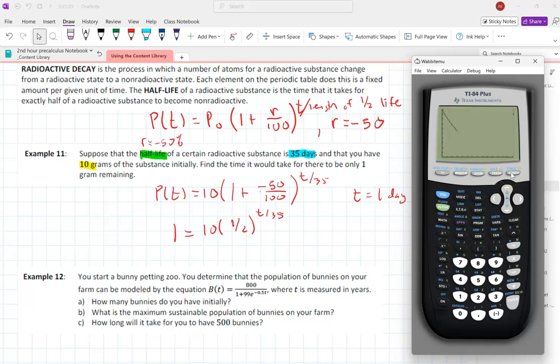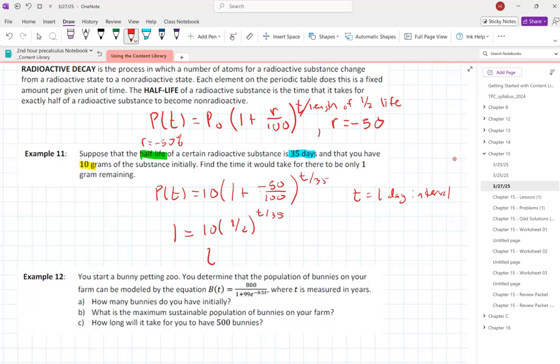So let's hit graph. Here's my decay function. There's y equals 1. I can see the intersection right there. Second trace, intersect command, enter, enter, enter. And I get 116.3. And if you had done this without the t over 35, if you had just done t, whatever your answer is, you would have just had to then multiply by 35 because you would have found the number of half-lives.